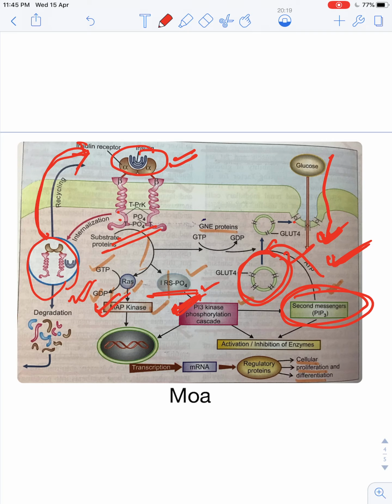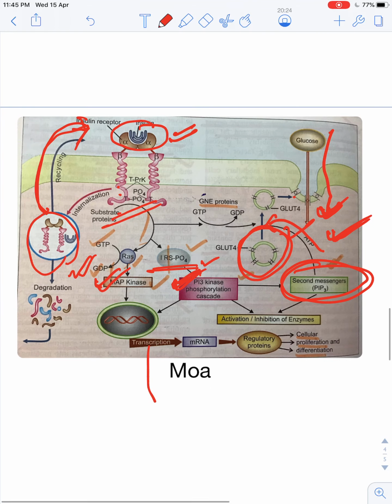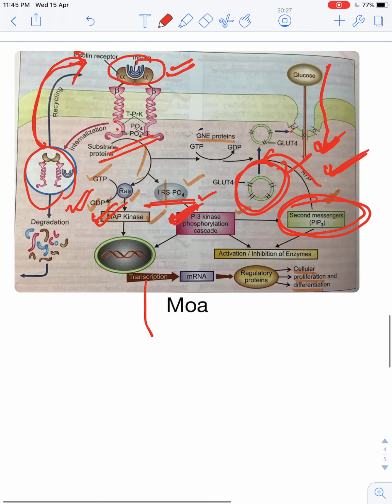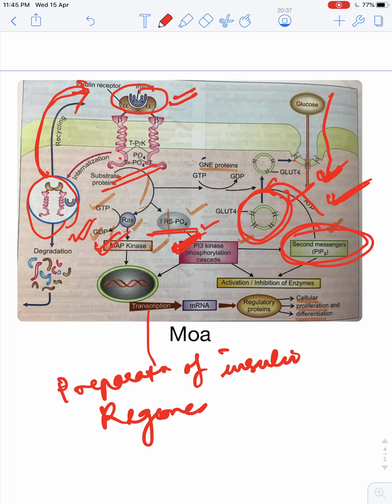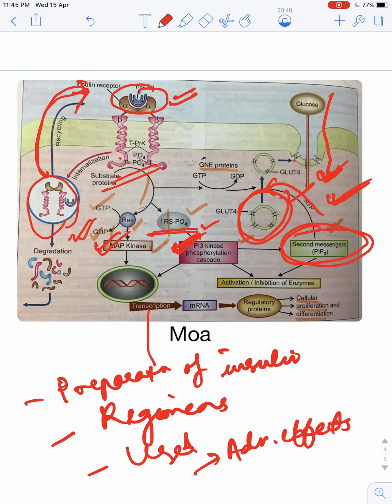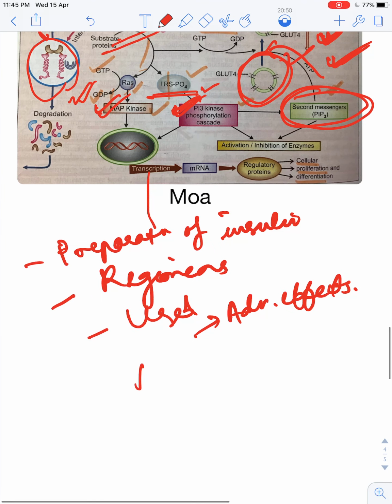So that's all. In the next class we will be discussing the preparations of insulin, the different regimens, then where it is used, its adverse effects, and after that we will discuss diabetic ketoacidosis and hyperosmolar non-ketotic diabetic coma.